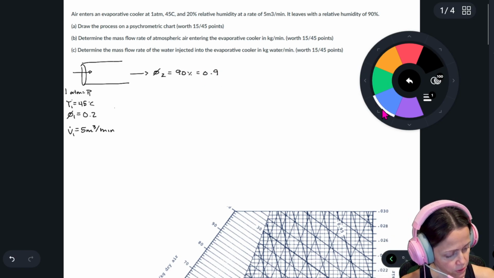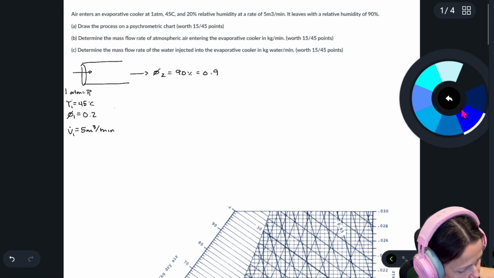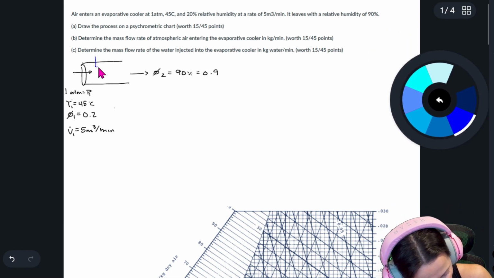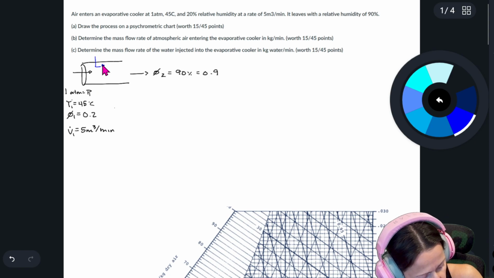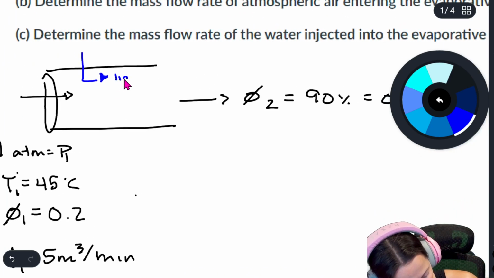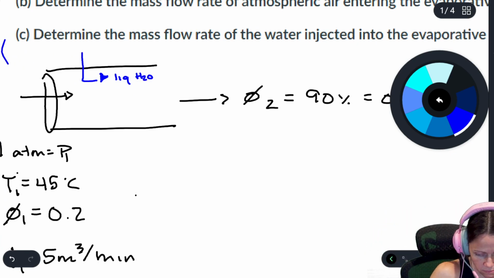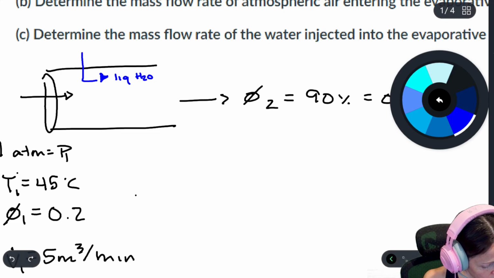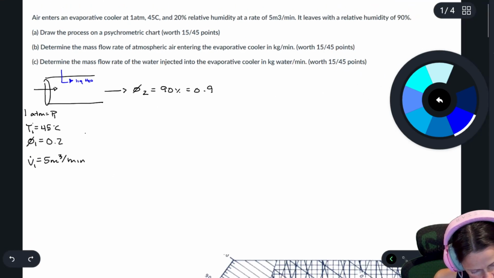And then, of course, it does tell us, let's go ahead and bring this over here. So we've got an evaporative cooling process. So we're injecting liquid water at some temperature here. So, okay, let's see what we got.